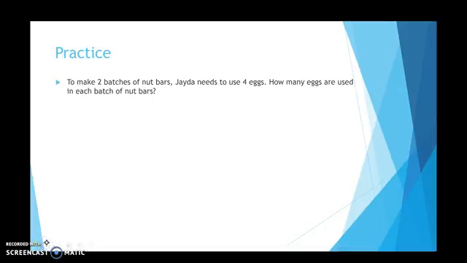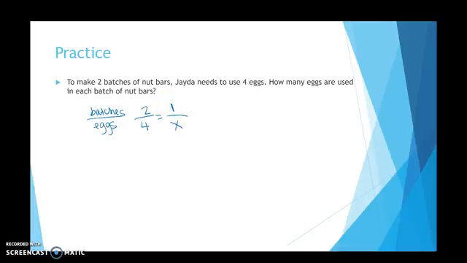To make 2 batches of nut bars, Jada needs to use 4 eggs. How many eggs are used in each batch? So I know that you could easily solve this on your own, but we need to practice our process. So we're dealing with batches and eggs. So it gives us one ratio. So 2 batches, she uses 4 eggs. So how many eggs, that's my x, are used each batch?